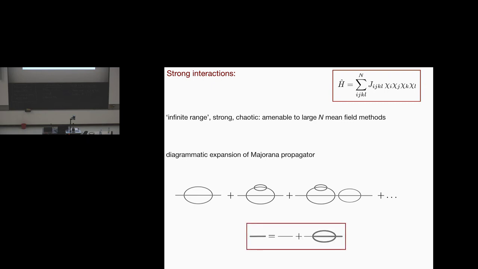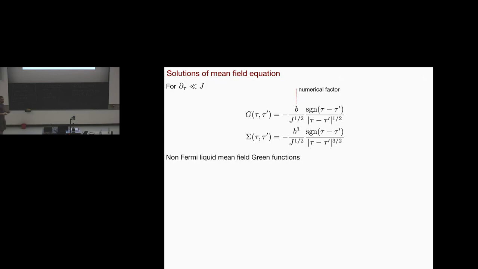And this can be self-consistently summed. So you write down such a series for the effective two-point function. And this equation can be analytically solved asymptotically in the long time limit. And what you get is this. So these are solutions for the Green function and the self-energy based on this equation.